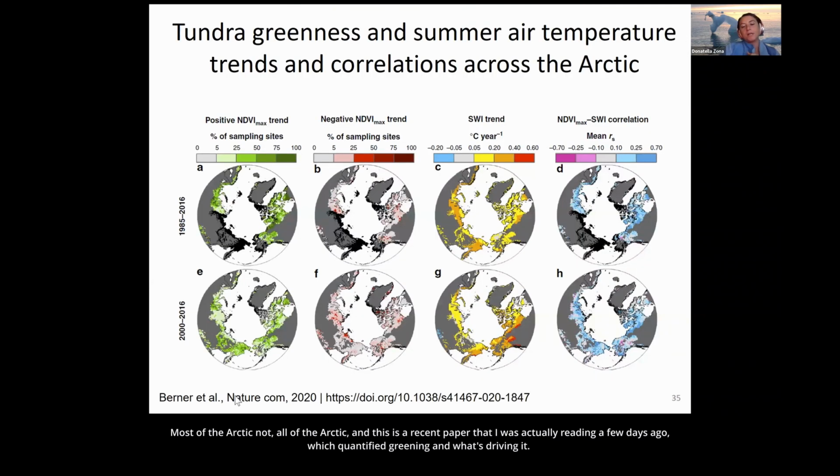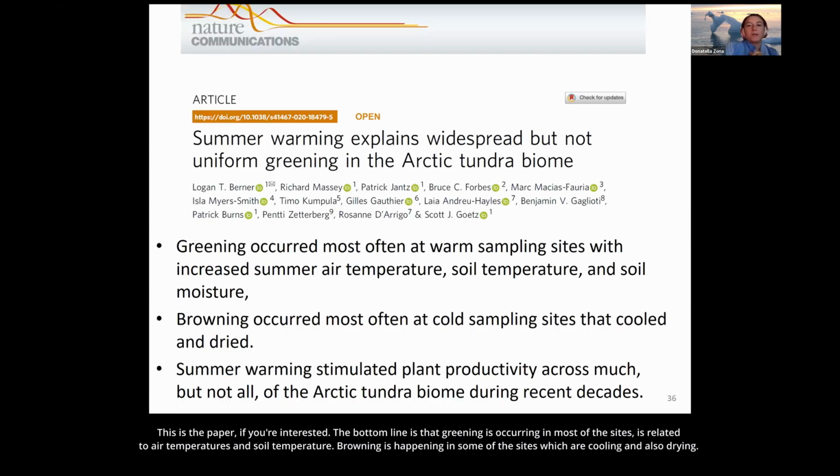And this is a recent paper that I was actually reading a few days ago, which quantified the greening and also what's driving it. So this shows a positive correlation with warming. Of course, these are temperature limited ecosystems. If temperature is increasing, the productivity is increasing. Not everywhere. You can see this red area where you have a negative NDVI. These are areas which are mostly related to drying, which is limiting vegetation productivity, but most of the sites are increasing. This is the paper if you're interested.